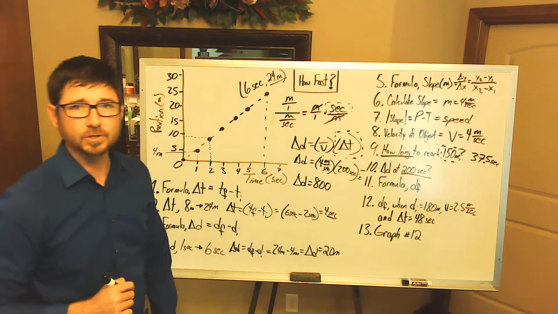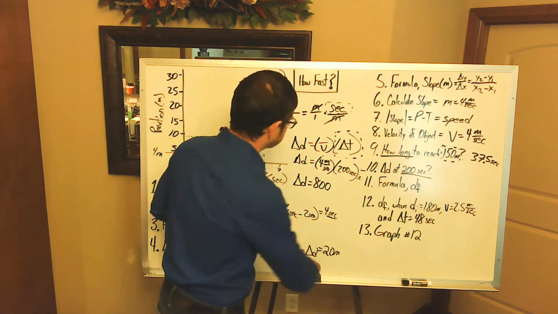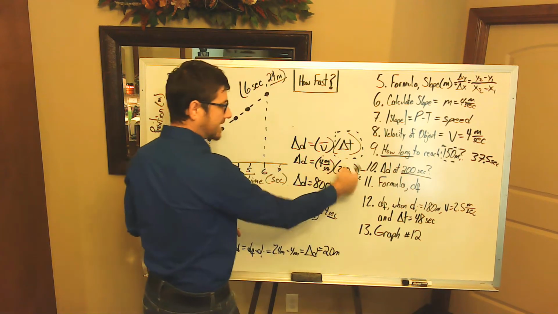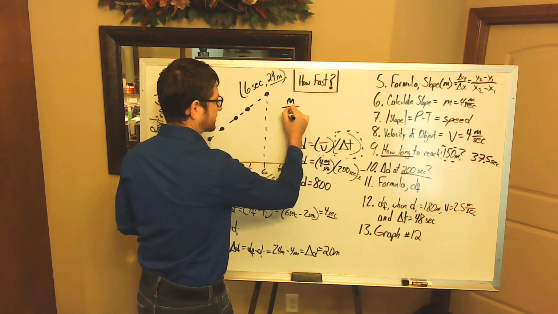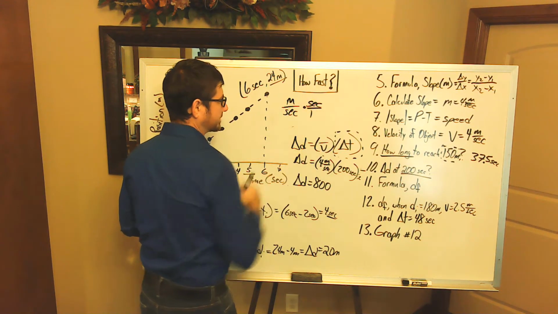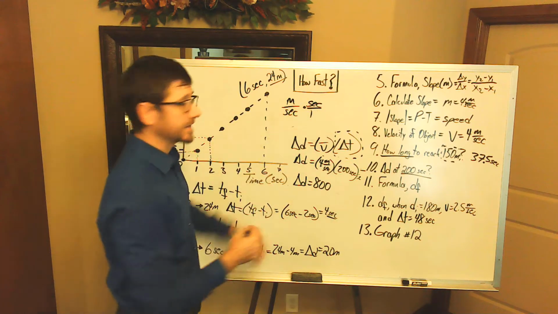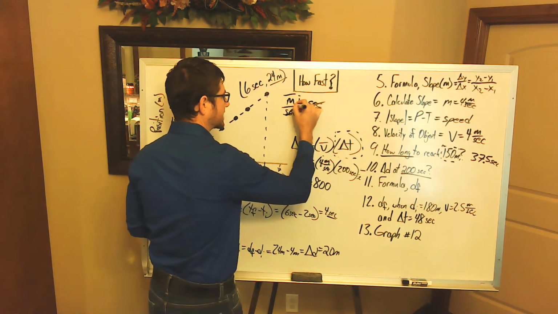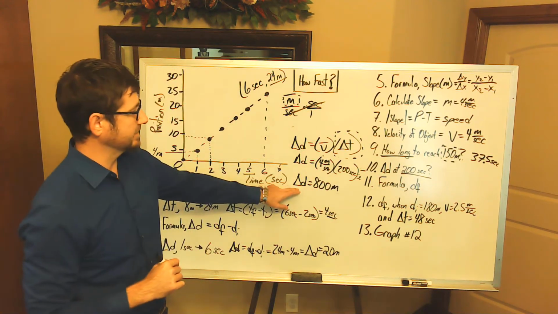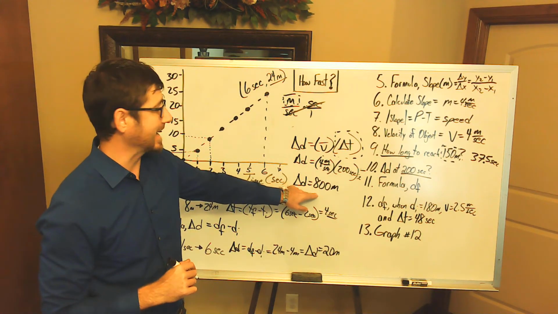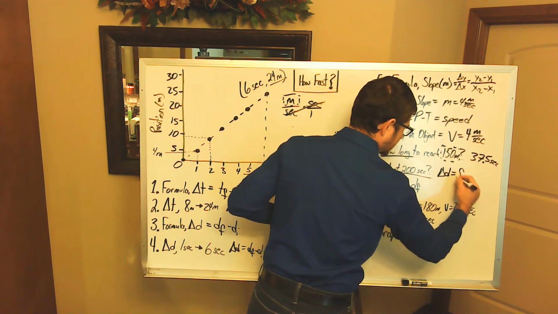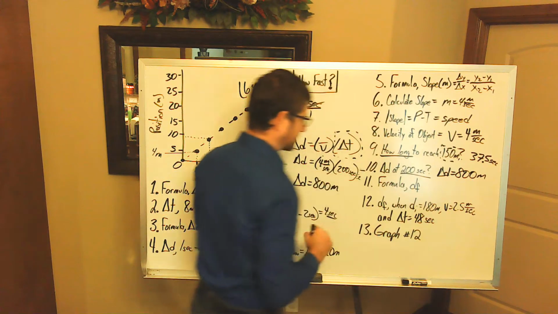But now let's take a look at our units. We have meters per second times seconds. And we can write that as seconds over 1. Right here, our units of seconds are going to cancel out, leaving us with units of meters. So the change in the object's displacement is 800 meters. So delta d equals 800 meters.